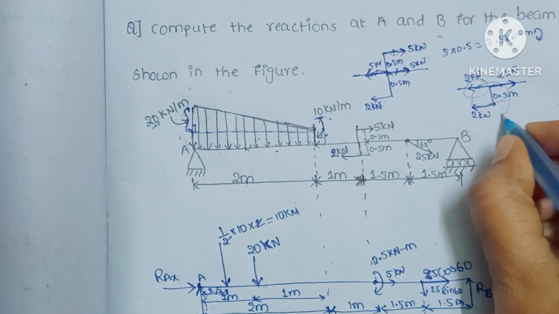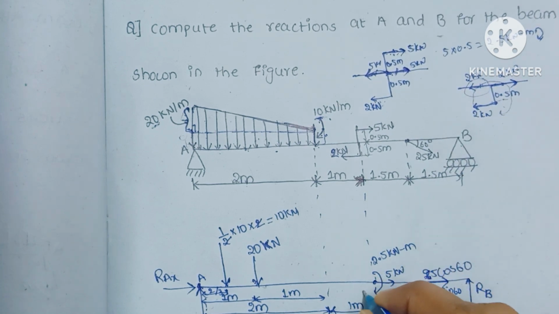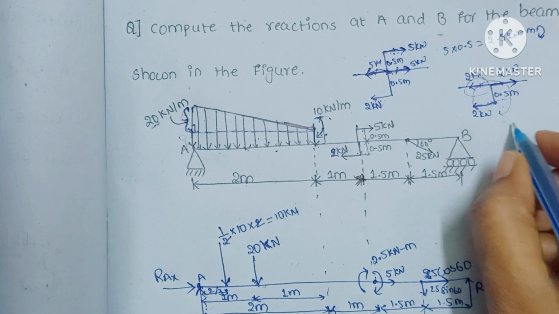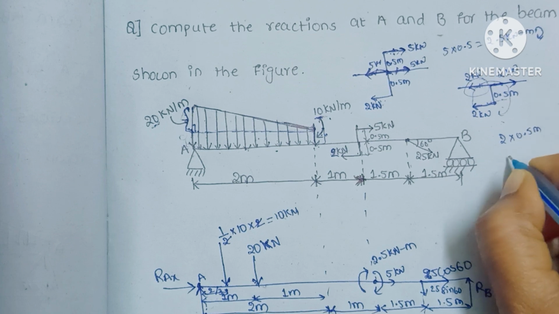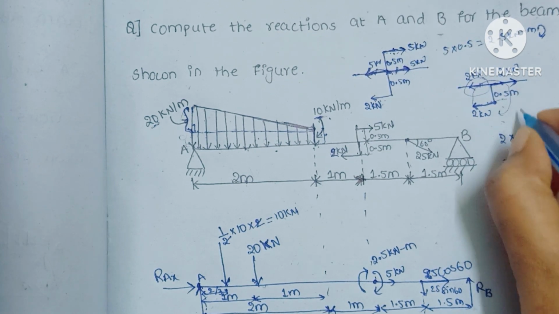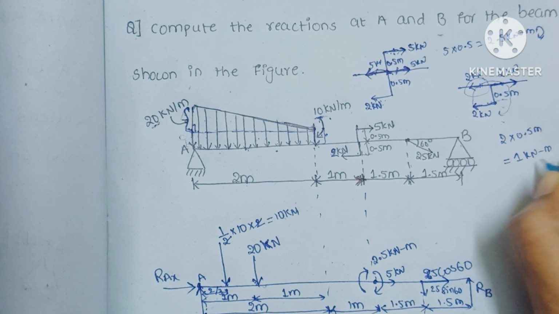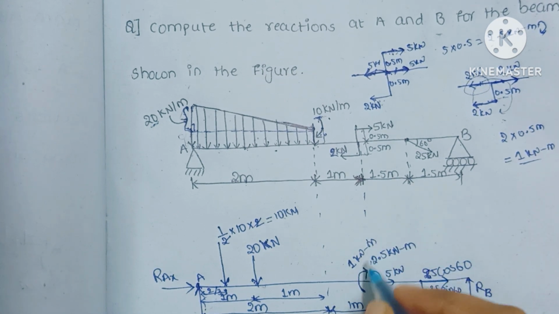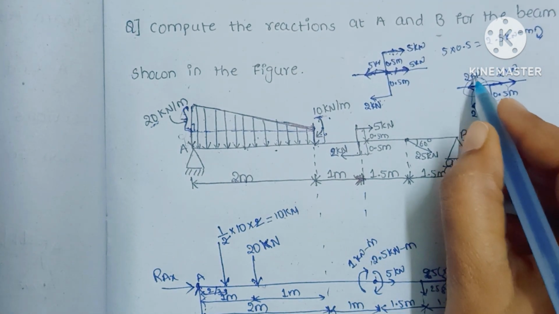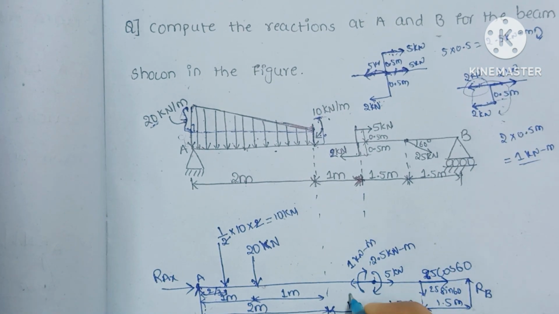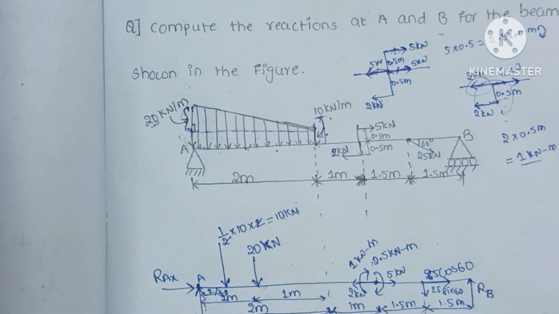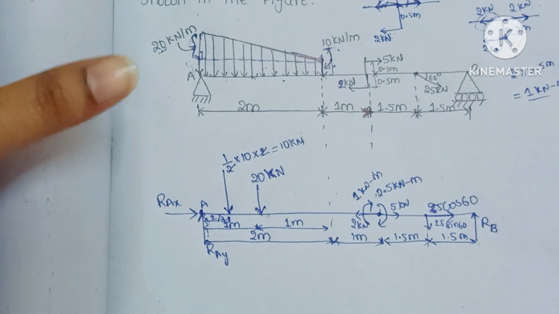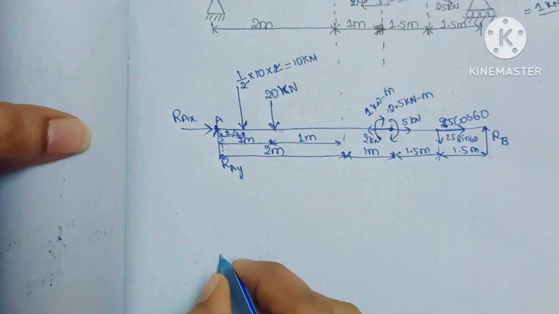So if you see here, this is making a clockwise moment due to these two loads. So 2 into 0.5 meter is equal to 1 kilonewton meter moment acting in this direction. Here we have 2 kilonewtons of force extra, so that one we have to write here, 2 kilonewtons. Okay, in this way we can shift the loads. Understood? Okay, I will redraw here again for a clear understanding.